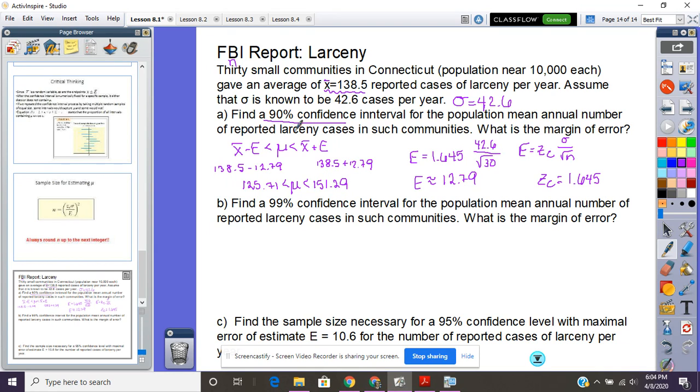So 90% confidence that the population mean will be between 126 and 151 cases of larceny per year. That's kind of what we're going to estimate, and that's what that 90% confidence interval is.